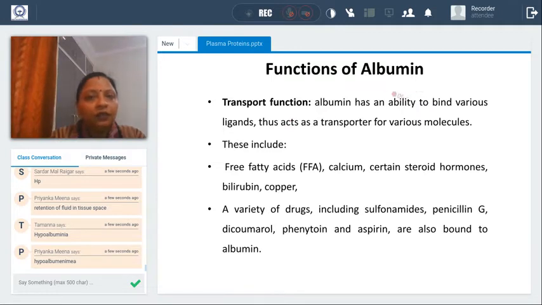Other functions of albumin. Transport function. Albumin has an ability to bind various ligands, thus acting as a transporter for various molecules like free fatty acids, calcium, certain steroid hormones, bilirubin, copper, and a variety of drugs like sulfonamides, penicillin G, dicumarol, phenytoin, and aspirin. These drugs are bound to albumin.